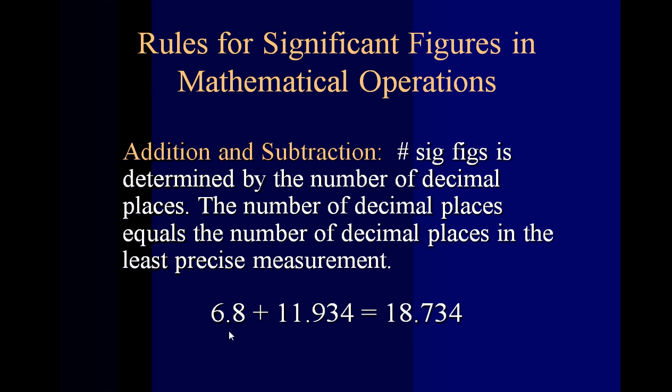So looking at this value, we have 6.8 plus 11.934. And again, on my calculator it says 18.734. Type that all in, get that value. However, when you write the answer down, you need to look at which of these two numbers, since we're adding, has the least number of decimal places. So how many decimal places does 6.8 have? 1. How many decimal places does 11.934 have? 3. So our answer should have 1 decimal place. So we should write down 18.7. And that's for 1 decimal place.